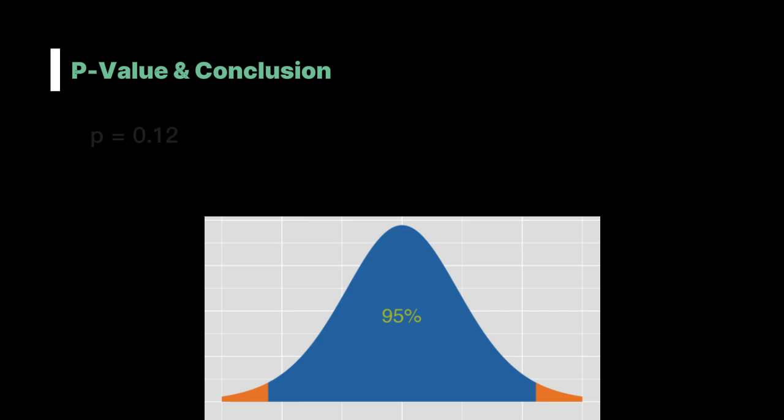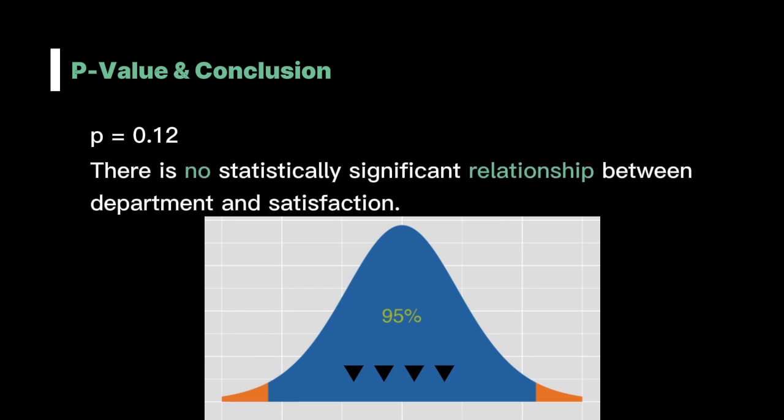So for example, if your test gives a p-value equal to 0.12, which is greater than 0.05, you fail to reject the null hypothesis. So there is no statistically significant relationship between department and satisfaction. Any differences you see in the crosstab are likely due to random chance, not to department itself.